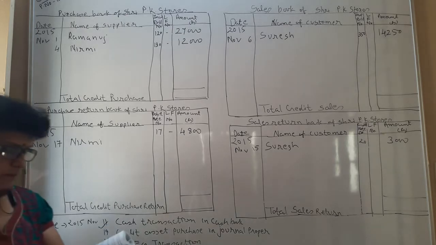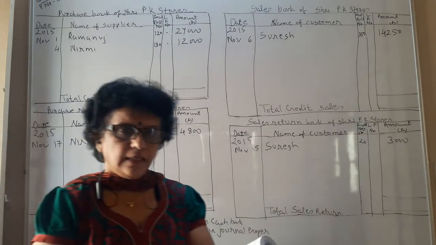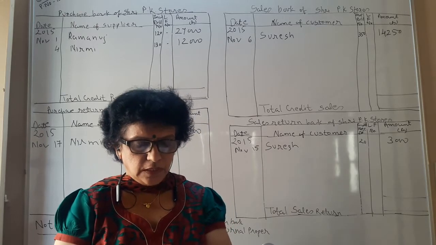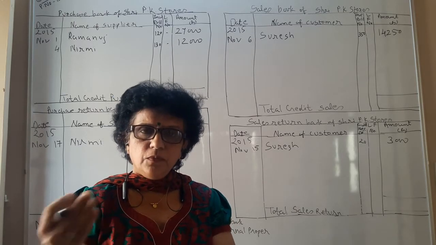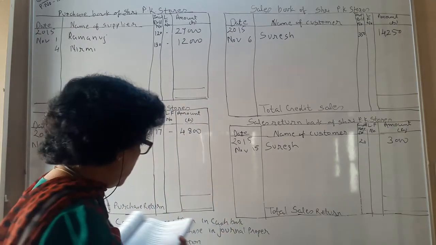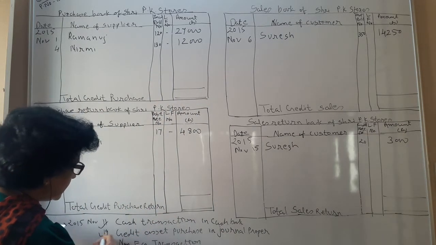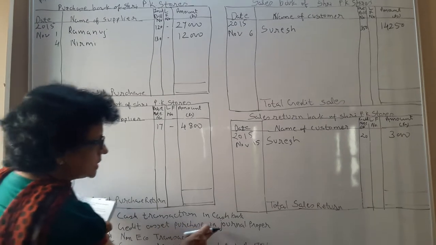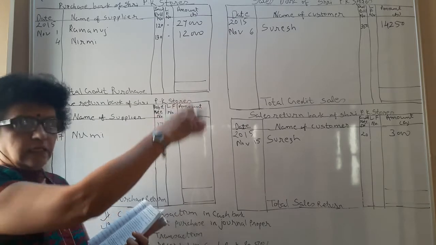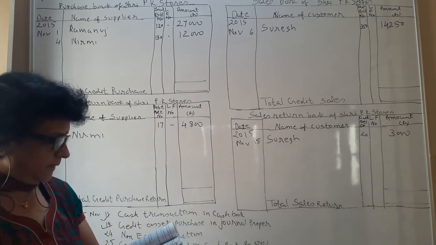On the 19th, purchase furniture, underline the word furniture, of 7,000 from Shri Swasti Furniture Mart. When you purchase an asset, that is to be recorded in the journal proper. So it will come on 19, credit asset purchase in the journal proper. No need to record that in any of the subsidiary books.